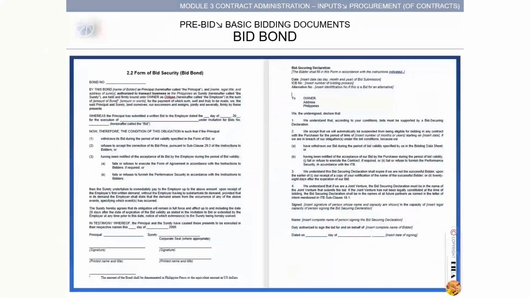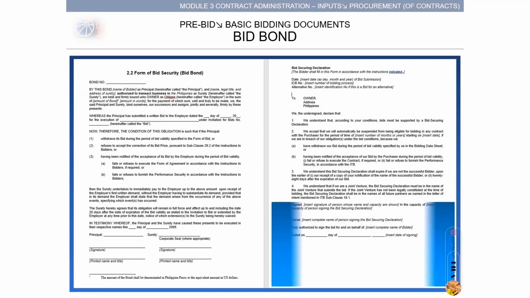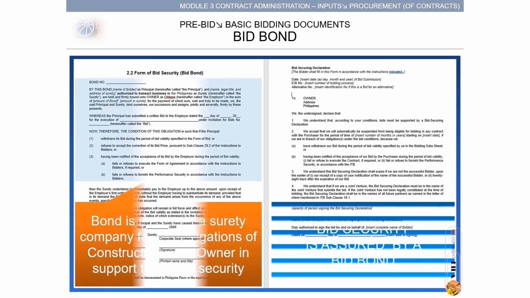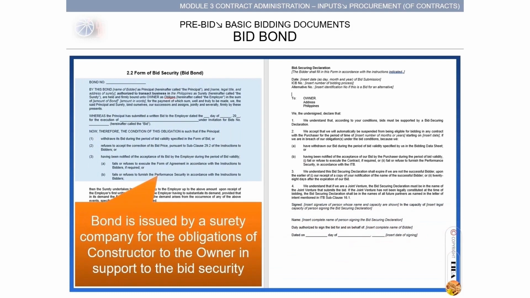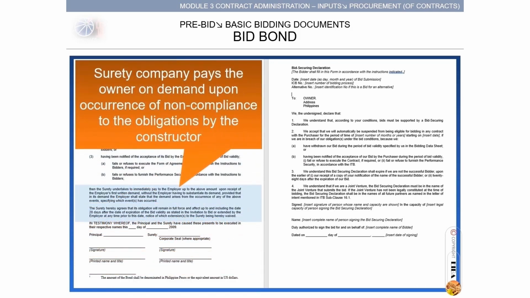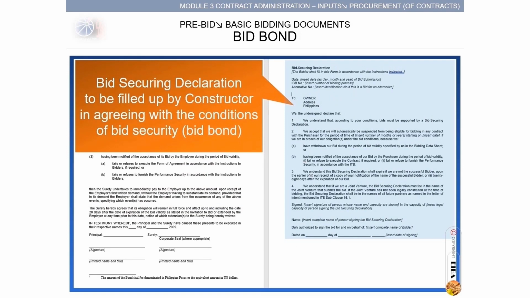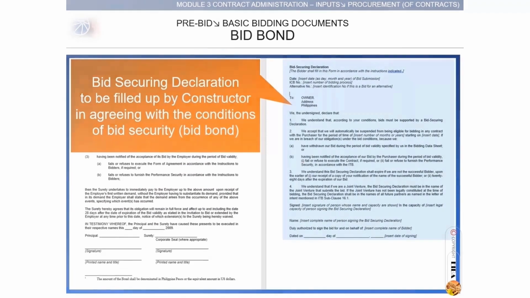A sample of a form of bid security, bid bond, in a standard format. Bid security is assured by a bid bond, highlighting the contents of the form. The bond is issued by a surety company for the obligations of constructors to the owner in support of the bid security. The surety company pays the owner on demand upon occurrence of non-compliance with the obligations by the constructor. Bid securing declaration is to be filled up by the constructor in agreeing with the conditions of bid security, bid bond.